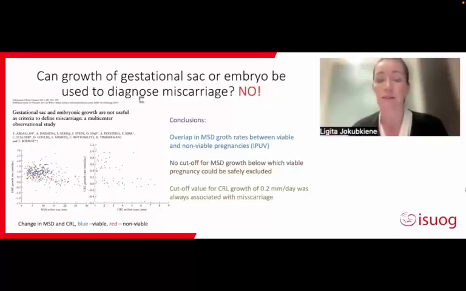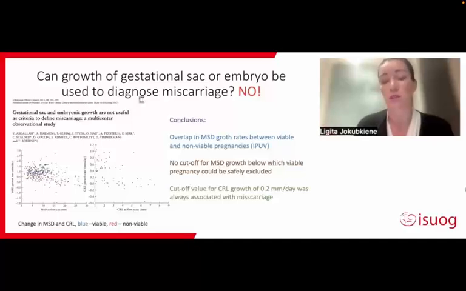And if we look at the cutoff value of CRL, CRL growth of 0.2 millimeters a day was also always associated with a miscarriage. It means that if we have very slow growth, 0.2 millimeter a day, it is always associated with miscarriage if we repeat a scan in 7 to 14 days.